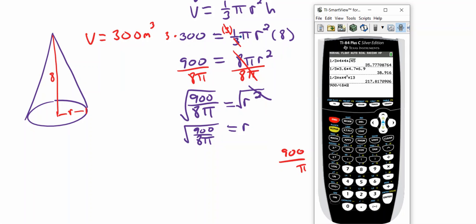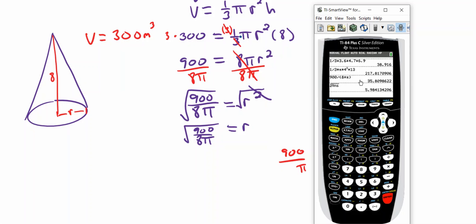So 8 times pi, and then that's good. It knows that that's in the denominator now, right? So now if I push enter, that's what it's equal to, right? But then just remember, we still have to take the square root. So what I'm going to do is go, okay, square root, and then either go up and grab it or go second answer, right? And that grabs my answer from above. Okay, so it's equal to that.